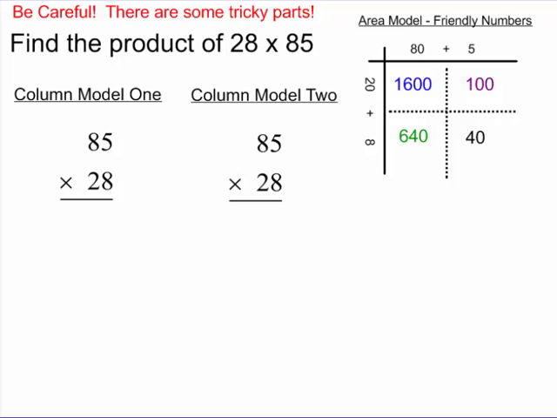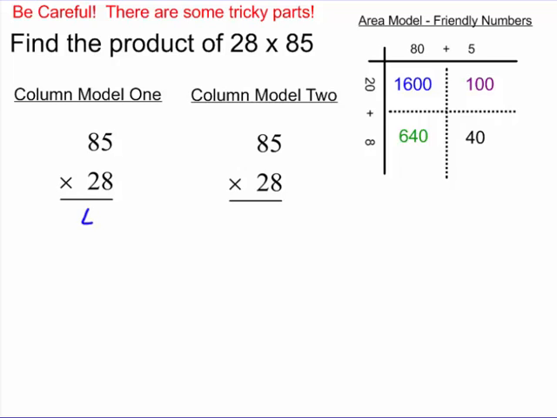Let's try one more, and we'll use some big numbers here. So we're going to multiply 28 times 85. So I have my area model again in the upper right corner here as a landmark, something we can check in on to make sure our numbers make sense. So let's start with column model number 1.